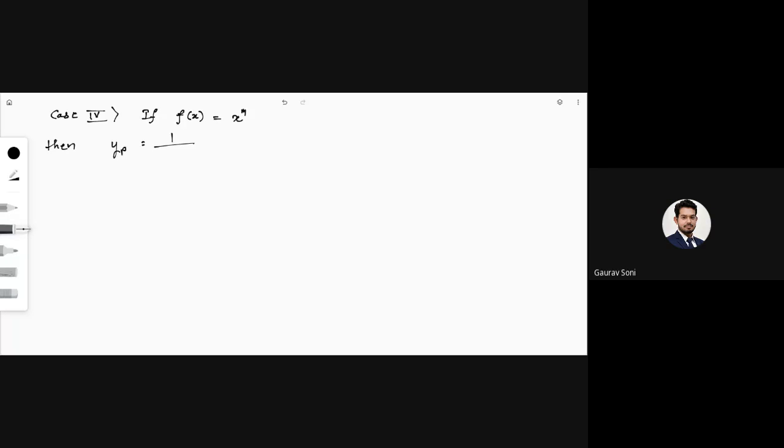1 upon phi of d x raised to m. And why I'm doing this, I mean 1 upon phi of d, is because there is a very special thing about derivatives of x raised to m. Can anyone tell me what? What will happen to the derivatives of x raised to m? Can you observe something?